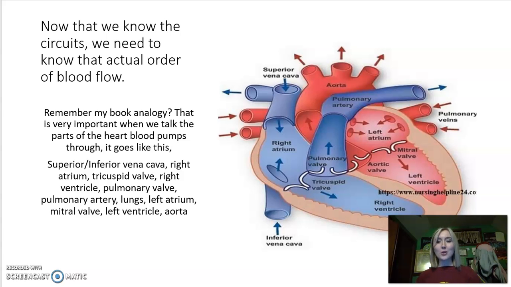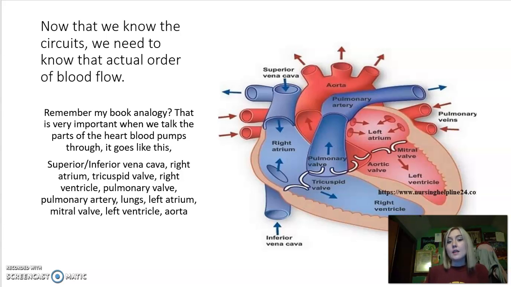So after it goes through the tricuspid valve, it will enter the right ventricle, and then it'll go up the pulmonary valve into the pulmonary arteries, which will pump it into the lungs. Then that is where the blood will actually pick up the oxygen. And then from the lungs, it'll be pumped into the pulmonary veins and then into the left atrium.